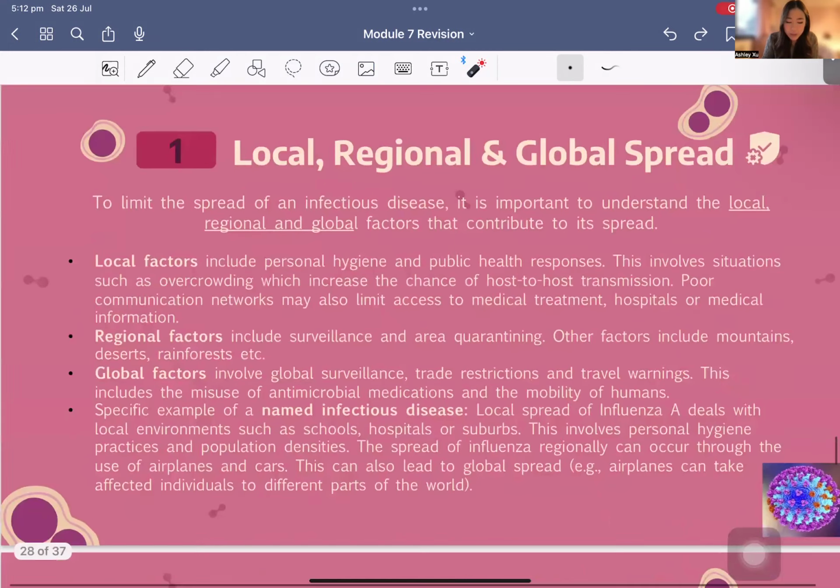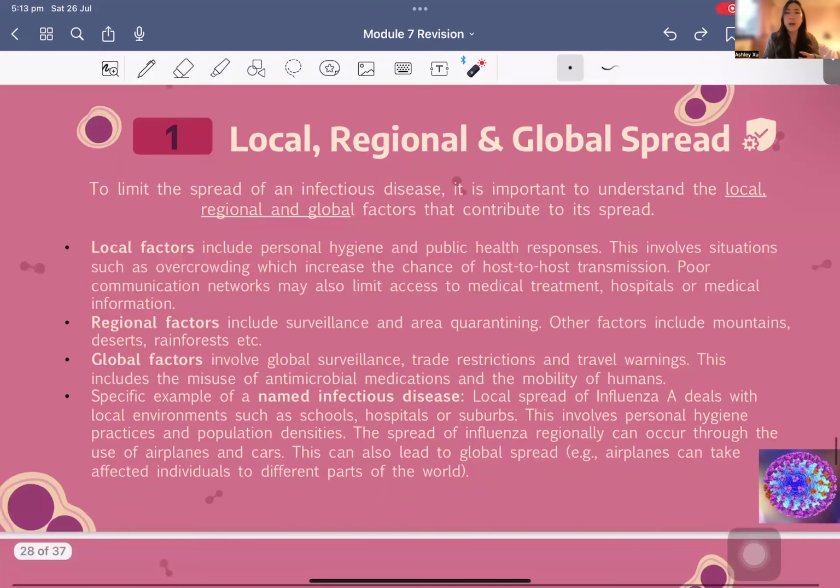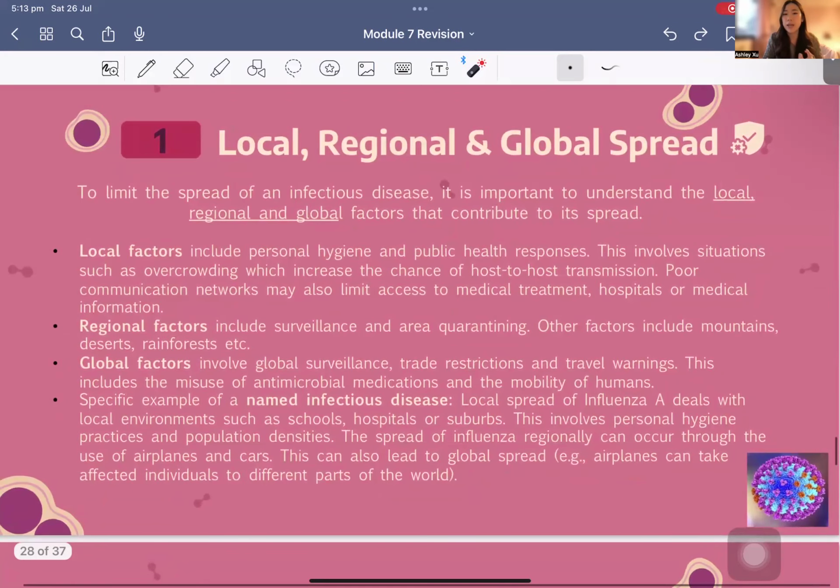Okay, so first of all, looking at a few factors that can impact local, regional, and global spread. Local factors include personal hygiene, so washing your hands, putting on masks, making sure you dispose of waste thoroughly, not mixing knives when you are chopping chicken and fresh vegetables or fruit. That's really important to prevent gastro diseases, and public health responses, so that we reduce the chance of host-to-host transmission.